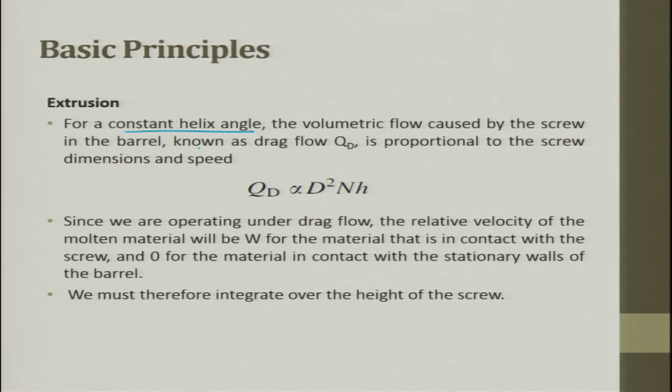So, for extrusion with a constant helical angle, the volumetric flow caused by the screw in the barrel, known as the drag flow Q_D, is proportional to the screw dimension and the speed. So, constant helix angle, the drag forces with which it resists flow.